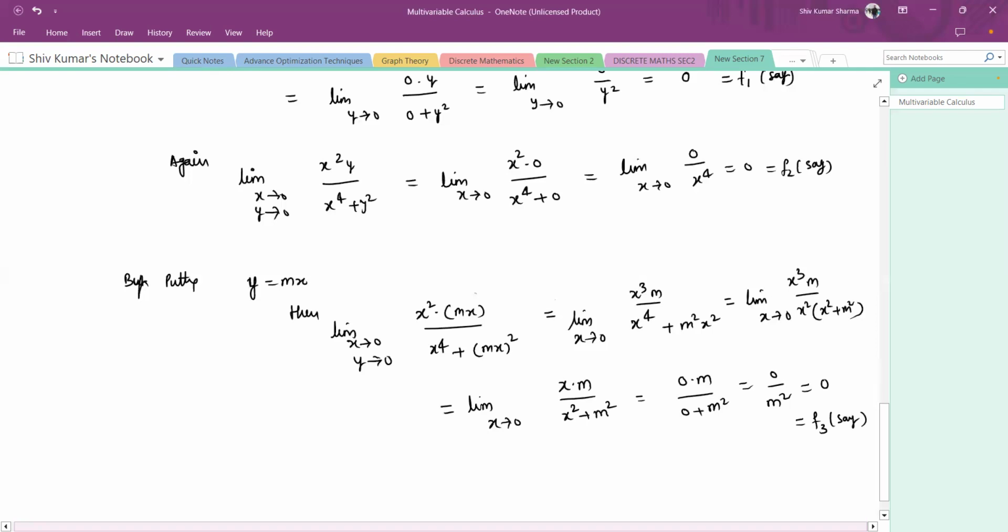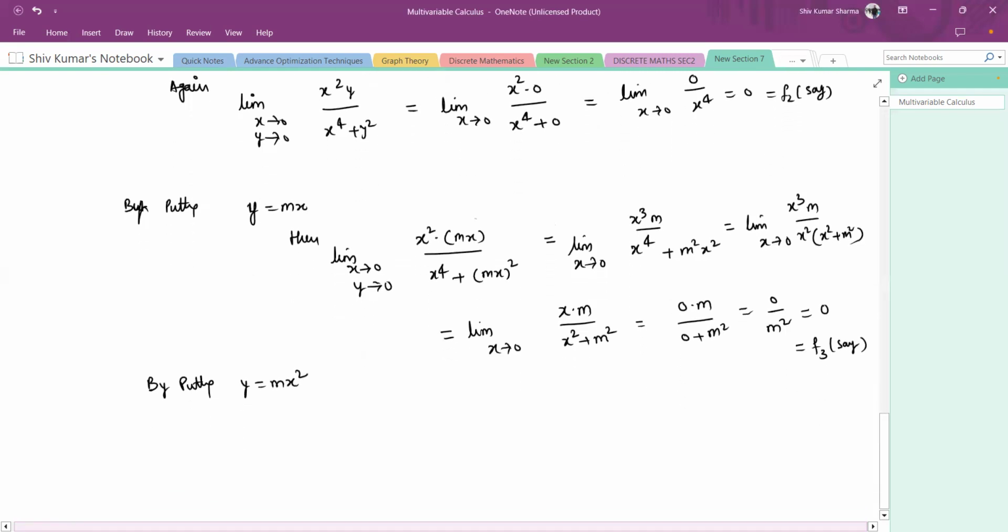Now again, by putting y equal to mx square, we take y equal to mx square. Now we see limit x tends to 0, y tends to 0, of x square into mx square upon x raised to the power 4 plus mx square to the whole square.